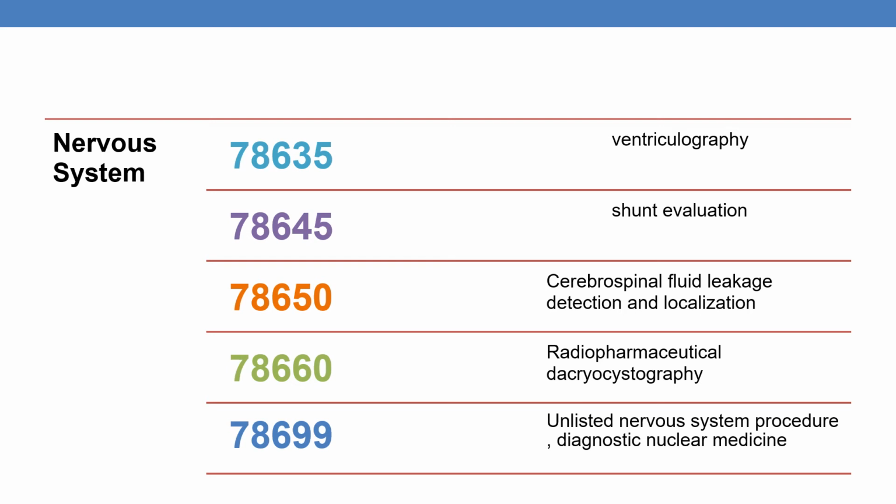ventriculography. The next is 78645, which is nothing but cerebrospinal fluid flow imaging, shunt evaluation. The next is 78650, cerebrospinal fluid leakage detection and localization. The next is 78660, which is nothing but radiopharmaceutical dacryocystography. The next is 78699, which is nothing but unlisted nervous system procedure, diagnostic nuclear medicine. By this we complete the nuclear medicine CPTs for the nervous system.